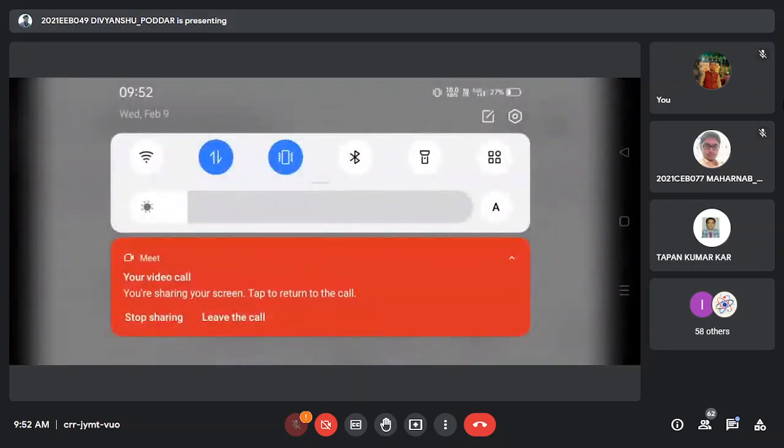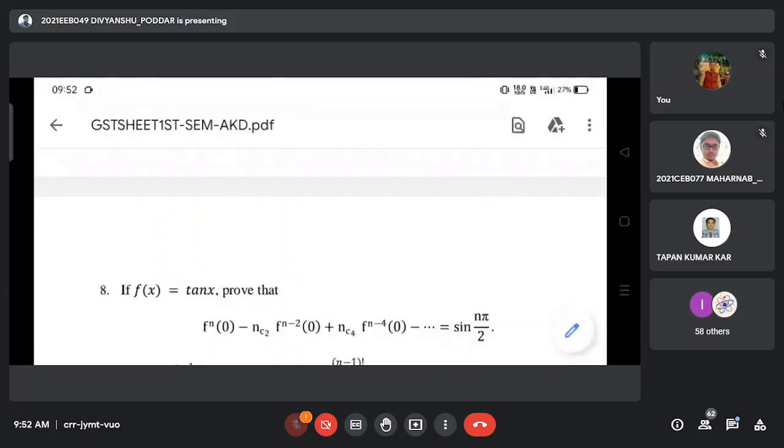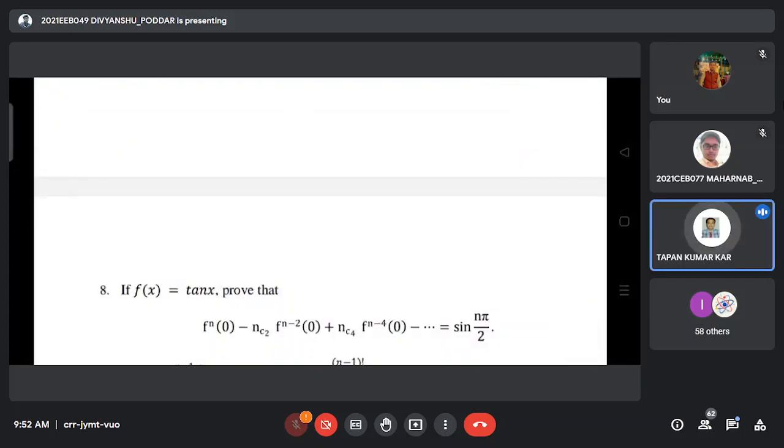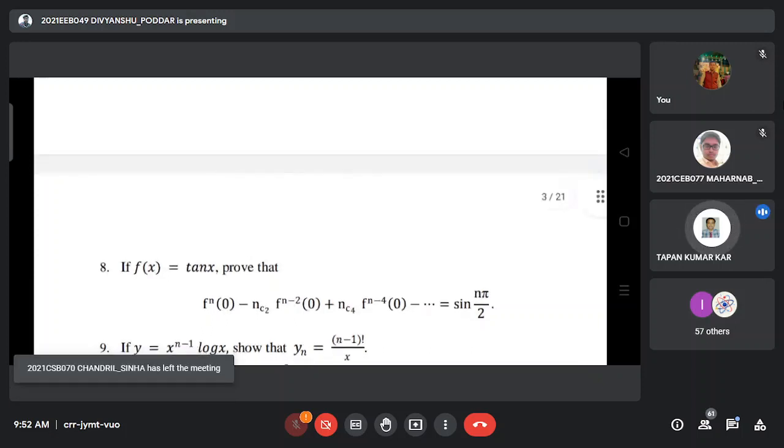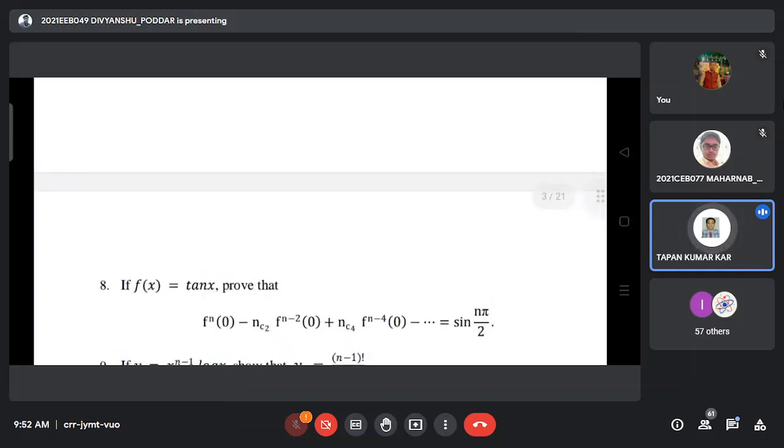Is it visible, sir? This is the question: fx equal to tan x. Yes, sir. Okay, so what is your question? Sir, I am not able to prove this equation, but probably I have solved this example. If I am not wrong, then I have solved it. I will check. Fx equal to tan x, this is what you have to do.